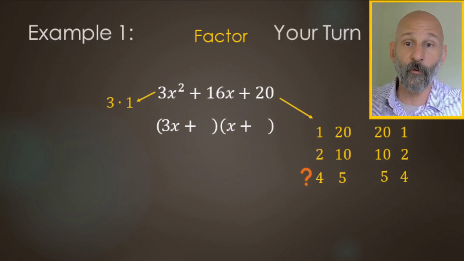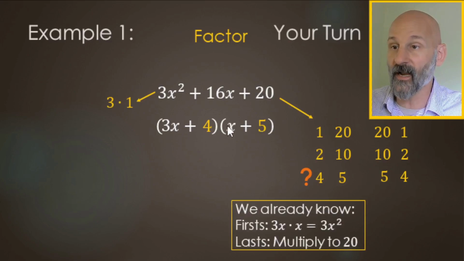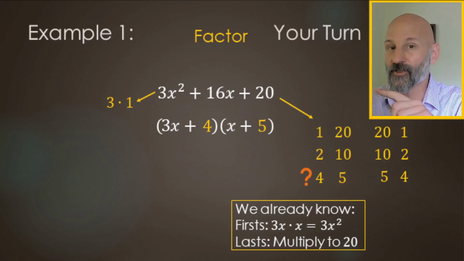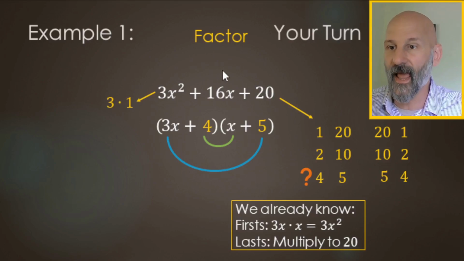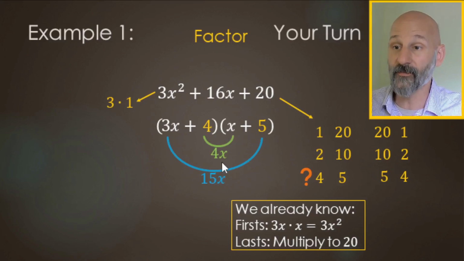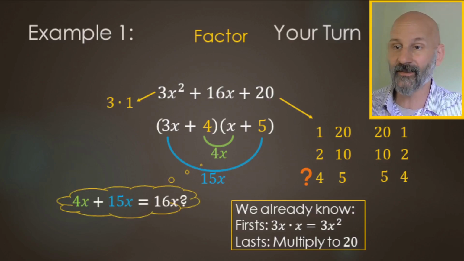So we're going to start with the 4 and the 5, right? So there, we have a 4 and a 5. Now, we already know 3x times x makes 3x squared. All of these numbers here, 4 times 5, are all going to make 20. We don't even have to check the firsts and the lasts. We only need to check the inners and outers to make sure that they add up to make a 16. So here we go. 3x times 5 is 15x, and 4 times x makes 4x. So 15x plus 4x, does that make 16x? It's 19, so we're close, but nope, it doesn't work. So 4 and 5 is not the answer.